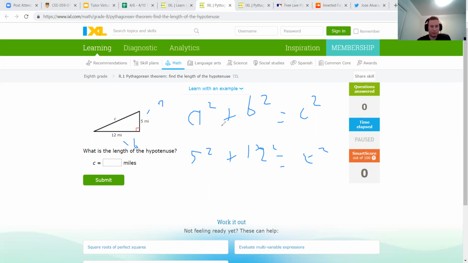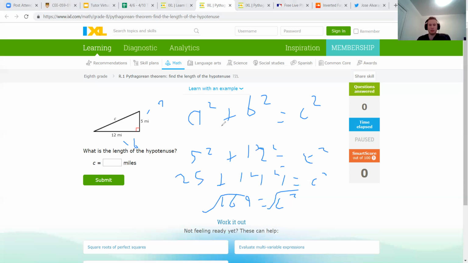So 5 squared is 25, 12 squared is 144, equals c squared. Add 25 plus 144, that's 169. That equals c squared.